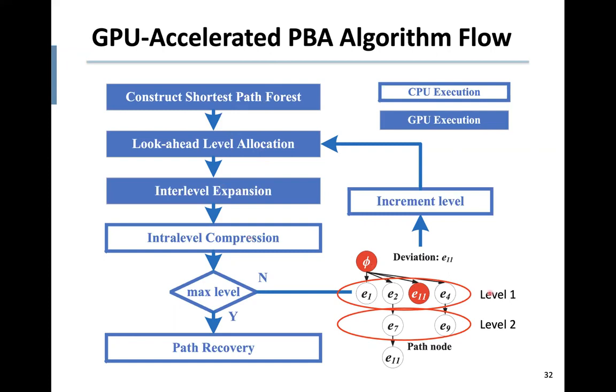For example, here we have a prefix tree of deviations. Level 1 over here expands 4 deviated edges. And level 2 expands another 2 edges from the candidates in level 1. So each level represents an expansion, and each expansion represents an iteration in our algorithm. And we do this iteratively until we generate enough paths from GPU.